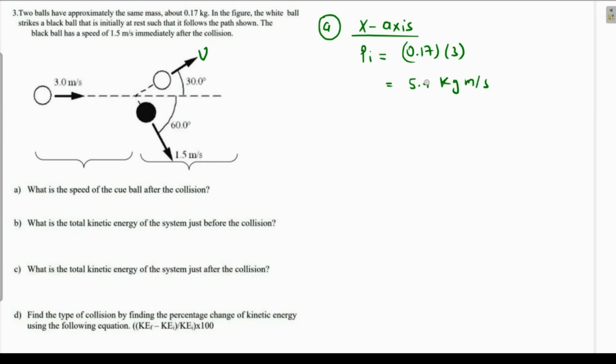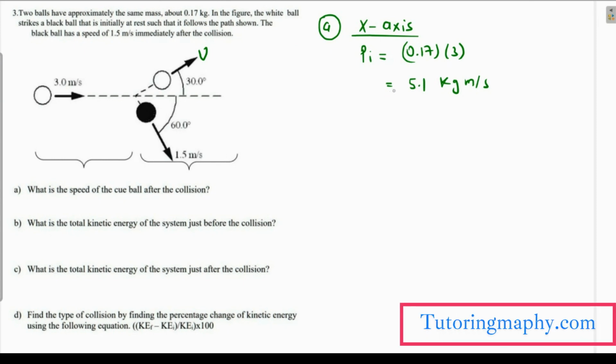I'm sorry, it's not 5.4. 17 times 3 is 51. So that's 5.1. Not 5.1. It will be 0.51 because it's 0.17. So 0.17 times 3 is 0.51. What is the final momentum?